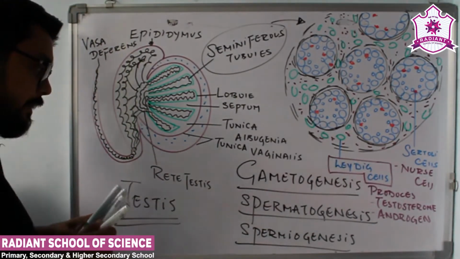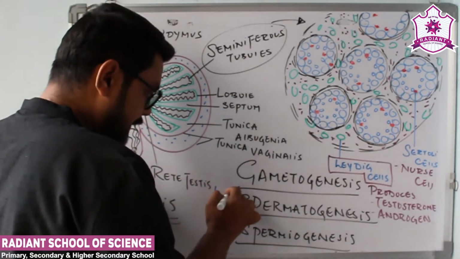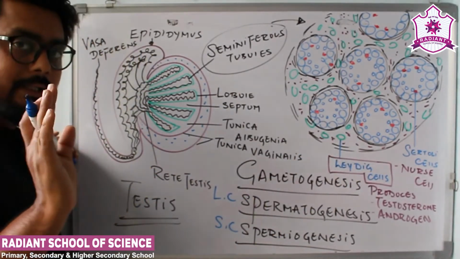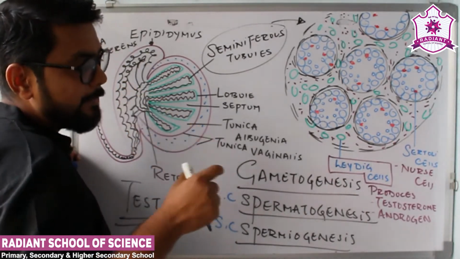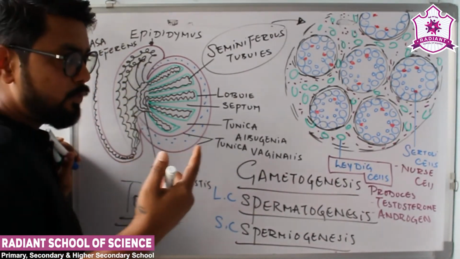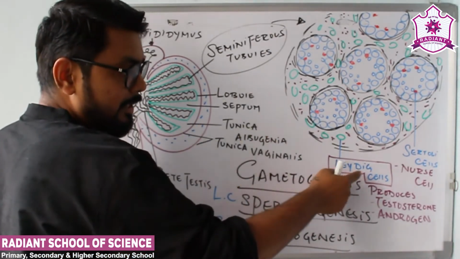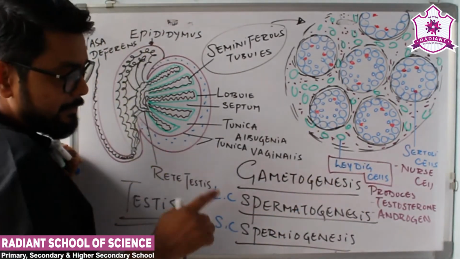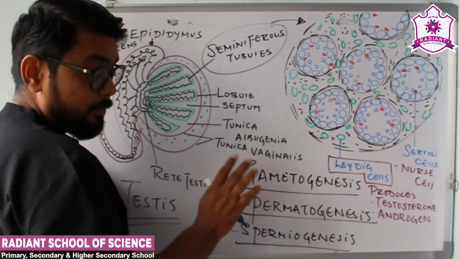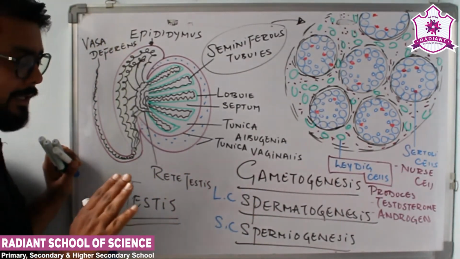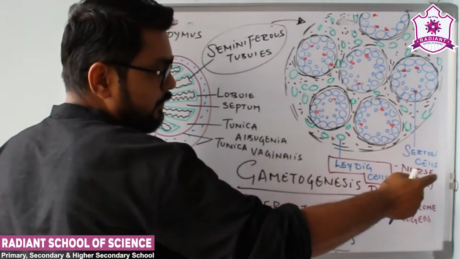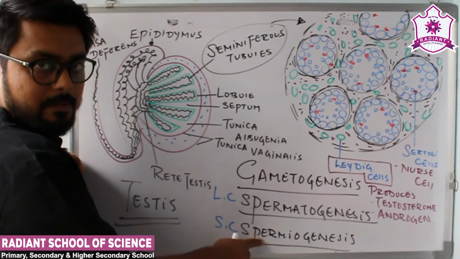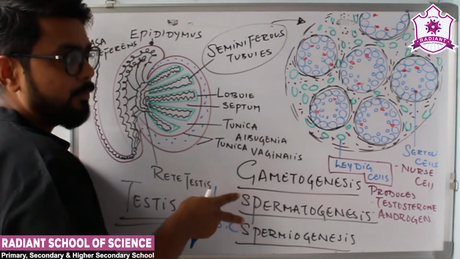So what I'll do is I'll write down here LC, that is the Leydig cell, and SC, that is the Sertoli cell. So we have to keep in mind that the process of sperm formation that is initiated is due to the production of the Leydig cell, and that Leydig cell produces what? Testosterone. So testosterone helps in the process of spermatogenesis, and the secretion of the Sertoli cell helps in the process of spermiogenesis. So both these processes are important.